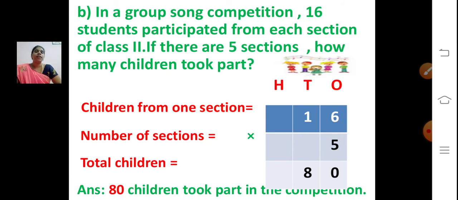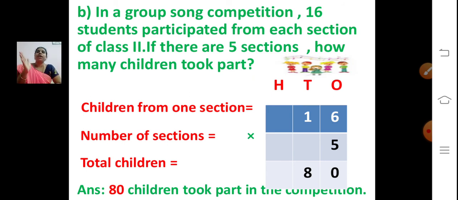See, in class 2, they are having more sections. They are having altogether 5 sections. So in each section, 16 students participated. If there are 5 sections, how many children took part? So totally how many children took part?